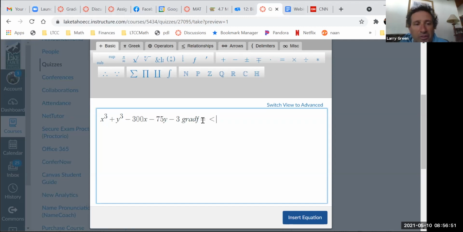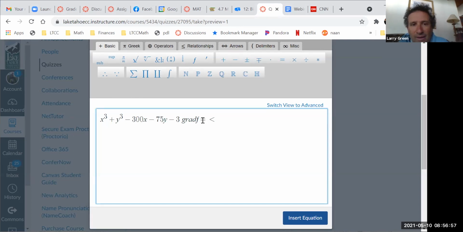And what's the partial derivative with respect to x? Yeah, 3x squared minus 300. And what is the partial derivative with respect to y? Yep, 3y squared minus 75.